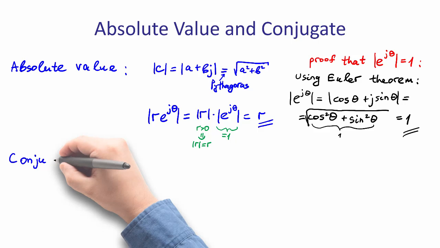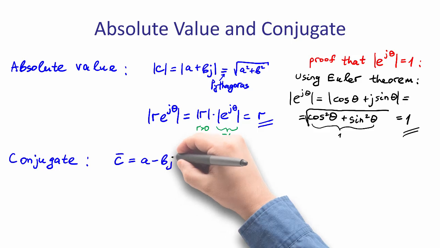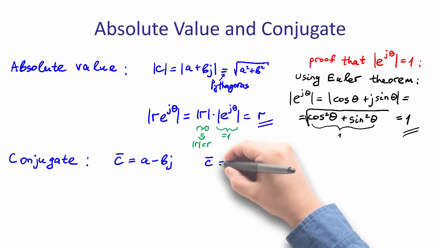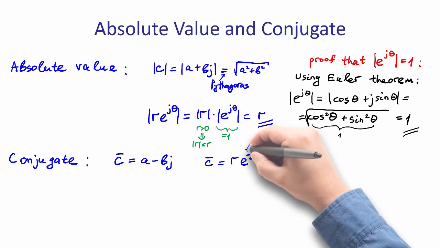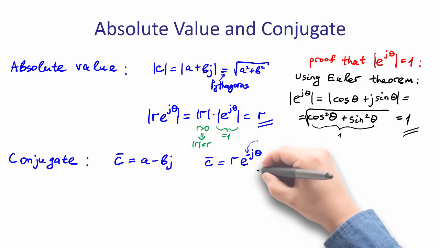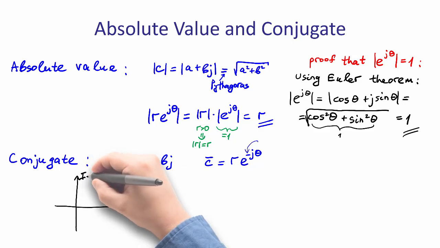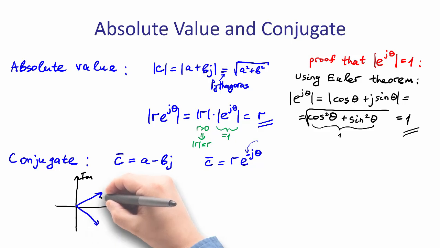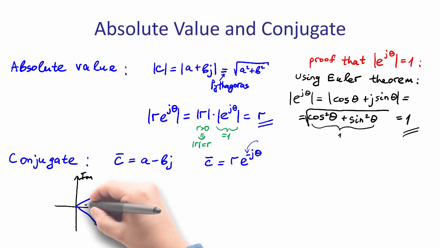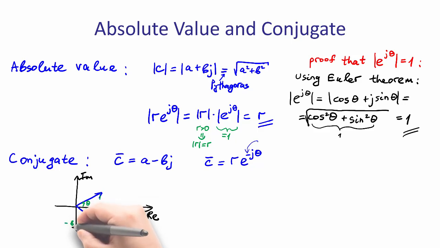Now, we want also to define conjugate. Conjugate is defined as a minus bj. Now, if you want to represent the same thing in polar representation, then it will be r to the exponent of minus j theta. Pay attention to the minus sign. This is conjugate to regular r multiplied by exponent of j theta, which means that in complex domain with rectangular coordinates, this vector will be just looking down from the vector which is looking up. So instead of going plus theta counterclockwise, you're going minus theta, which is clockwise, the same angle.